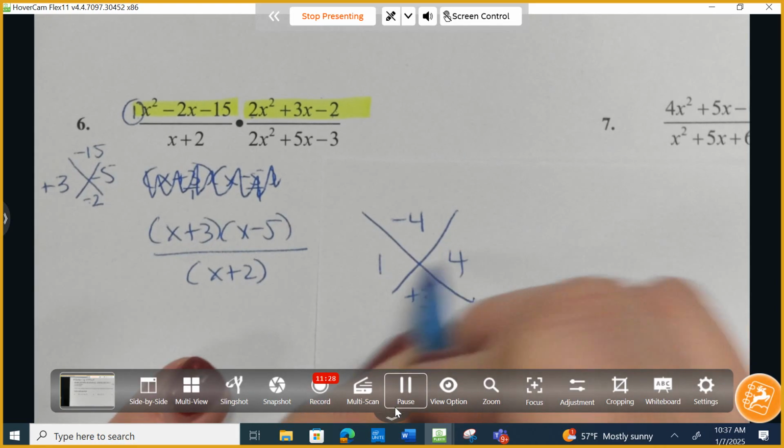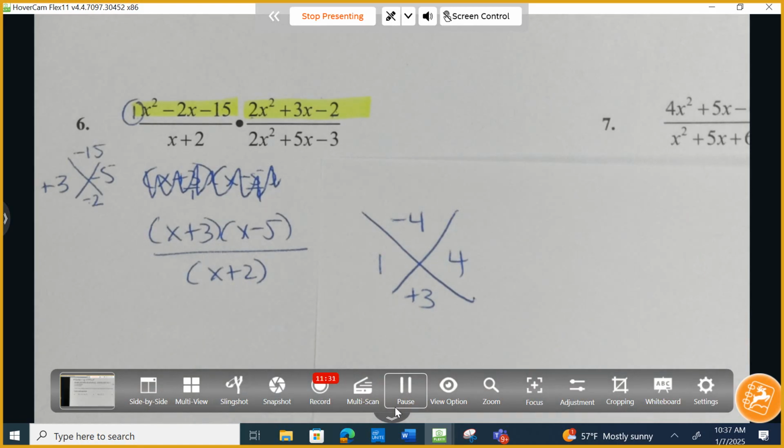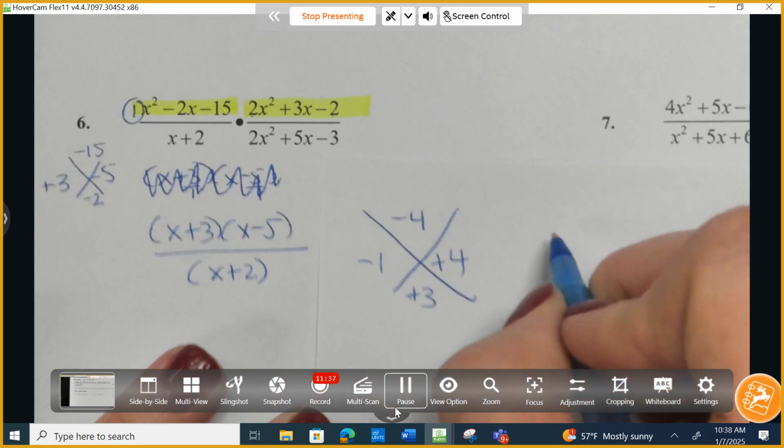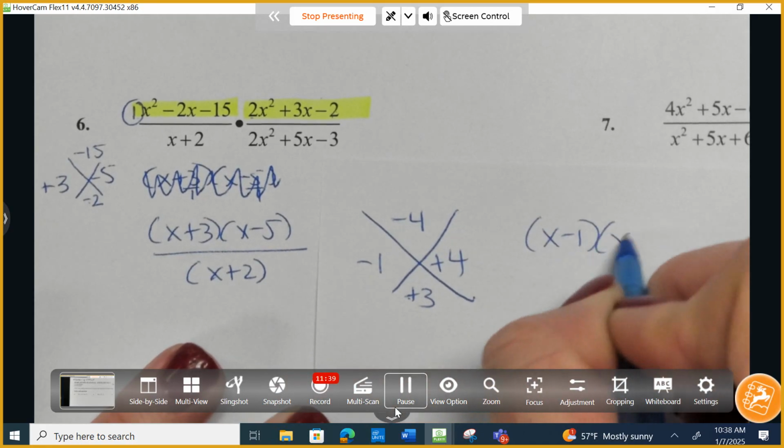1 and 4, but what are the signs? Which one's positive, which one's negative, and how do you know? Negative 1, positive 4, the larger number has to be positive. So I'm going to write down x minus 1 and x plus 4.